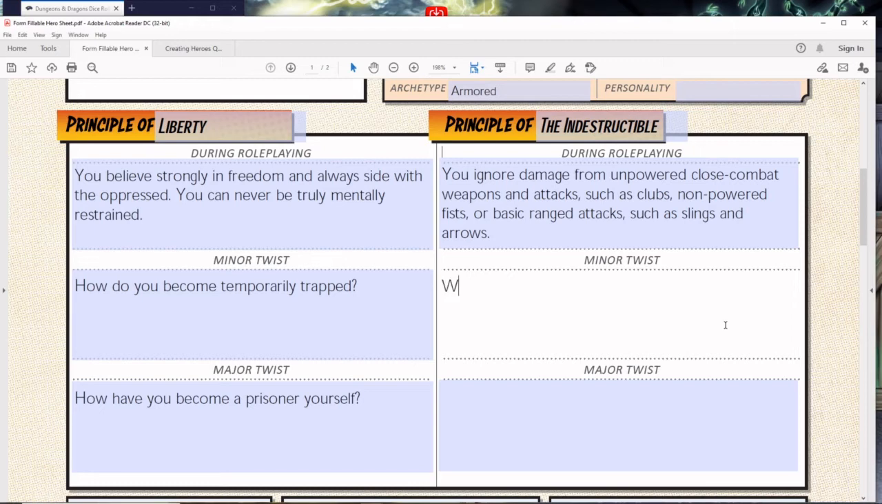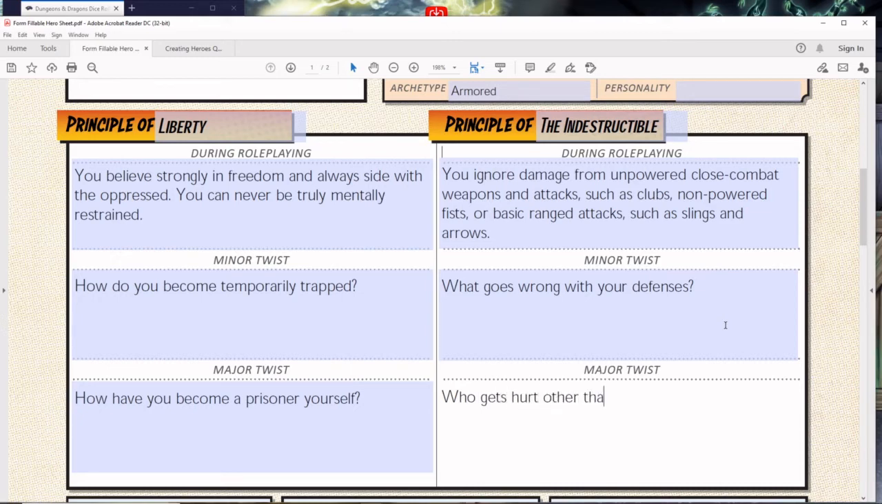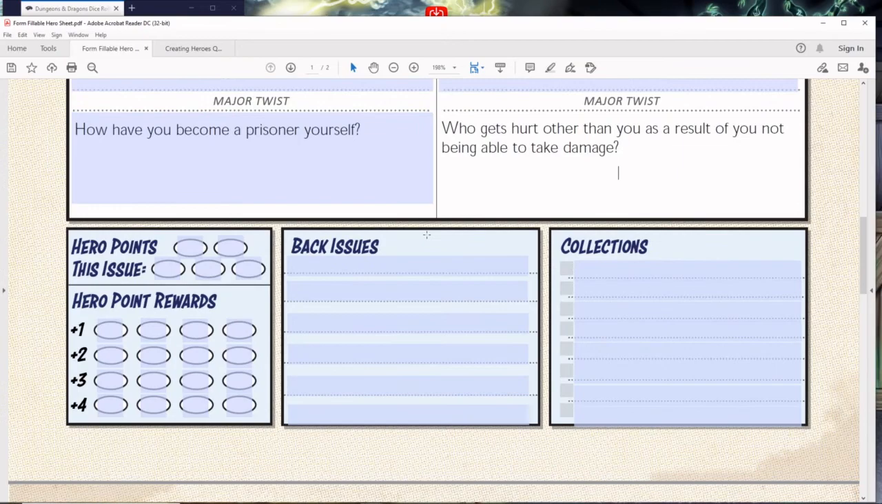Okay. Minor twists. What goes wrong with your defenses? Major twist. Who gets hurt other than you as a result of you not being able to take damage? That's another thing. That's the Superman problem in Fate. How do you play someone who's indestructible in a Fate game? Is that the stress that they take is due to maybe mental stress, like a bullet ricochets off Superman's chest and hits somebody, it hits a bystander. In this case, a bullet shoots through this person intangibly and it hits somebody else.